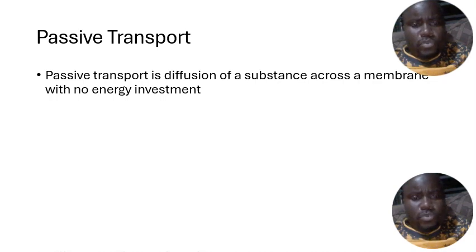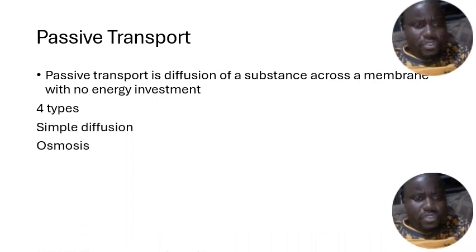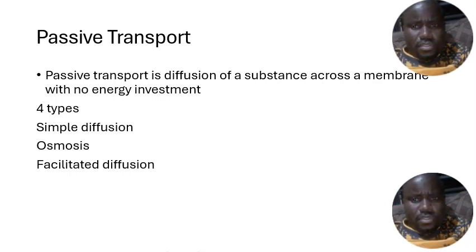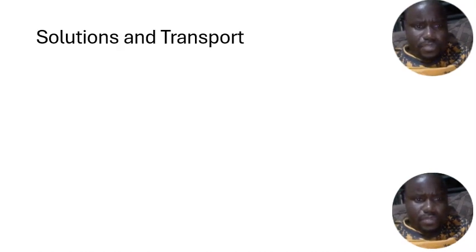Passive transport is where there is no energy that is used, and there are three types of mechanisms under passive transport. We have simple diffusion, osmosis, and facilitated diffusion. For diffusion, it's the solute that is being transported, and osmosis is the solvent, in this case water, being transported.